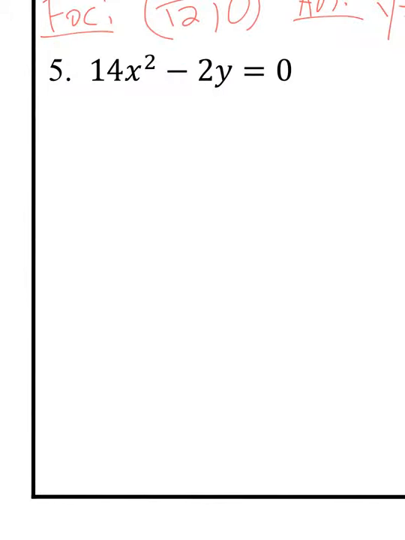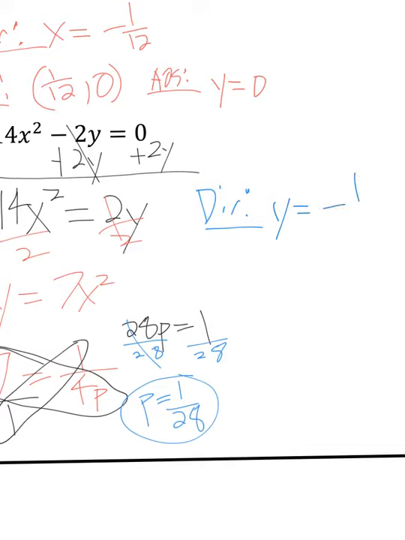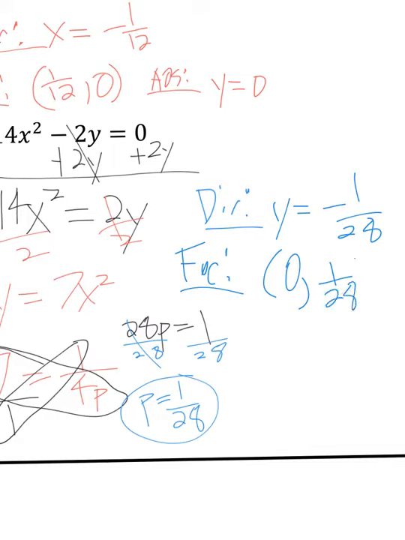And so now that we have our p, we can identify our focus and our directrix. Our directrix will be, let's see, the equation's y equals, so the directrix will be y equals negative 1 over 28. Our focus will be at positive 1 over 28 in the y coordinate, since it was a y equals equation. And my axis of symmetry is now x equals 0. And that's going to wrap things up for number 5.